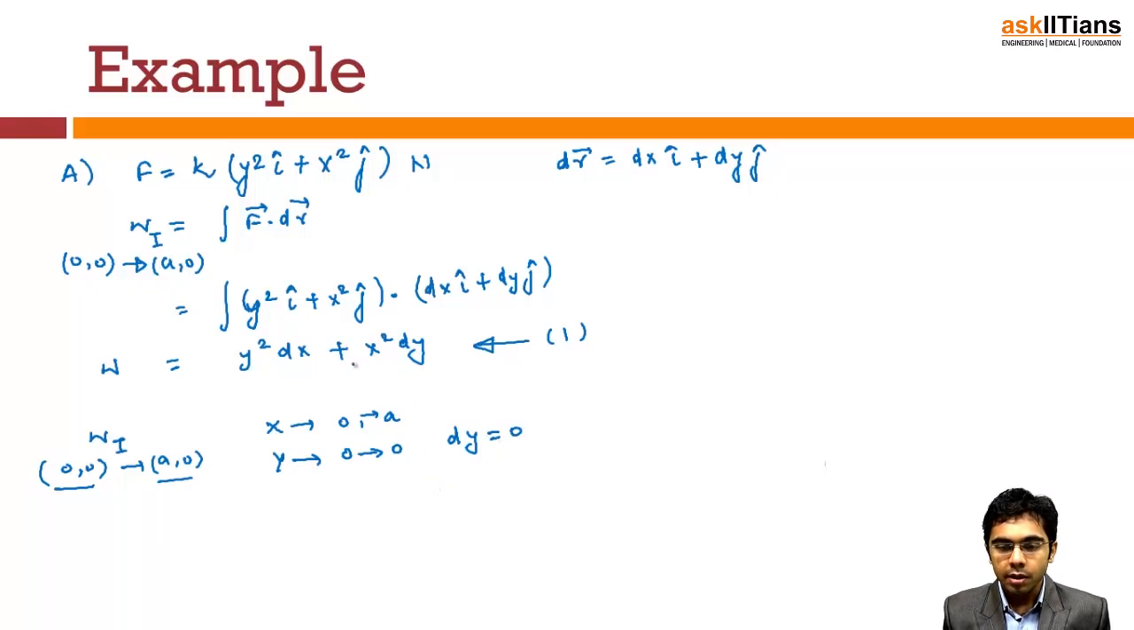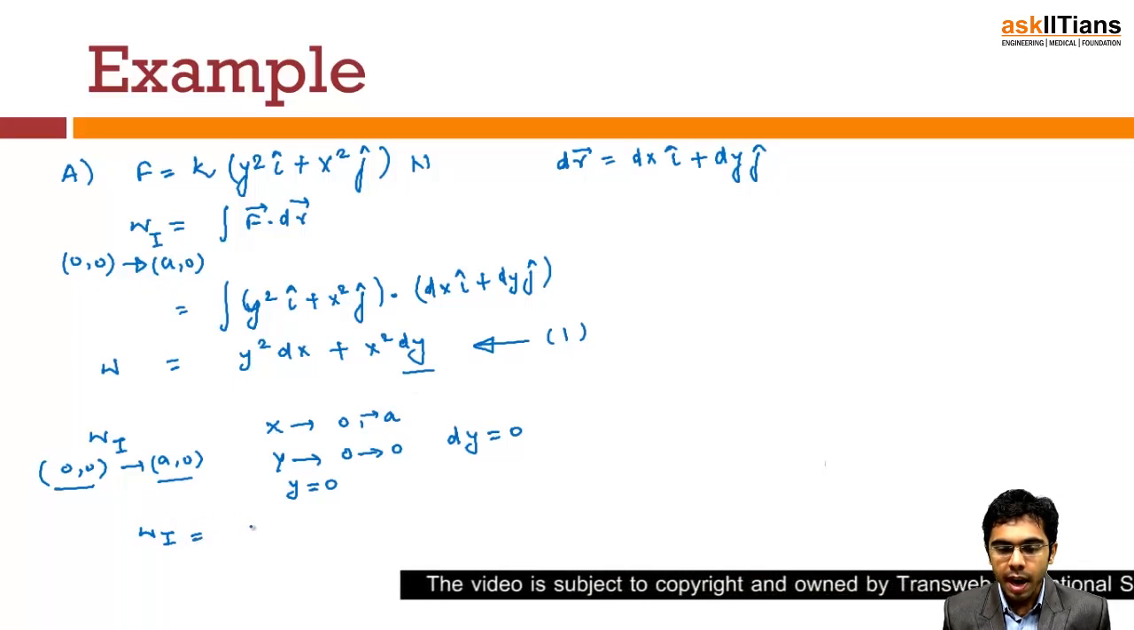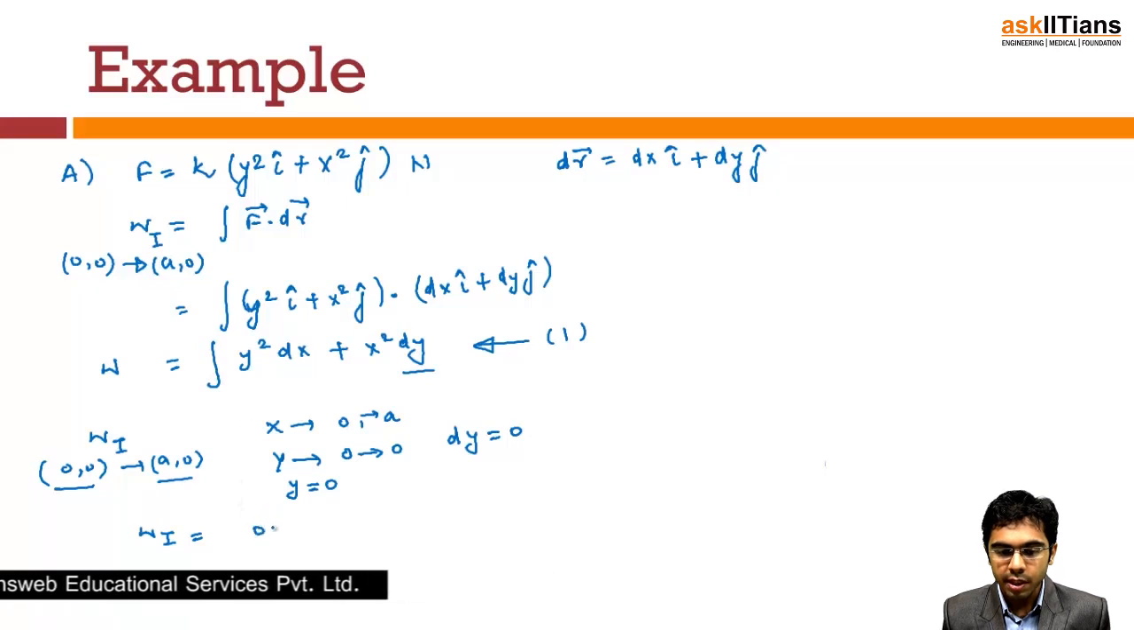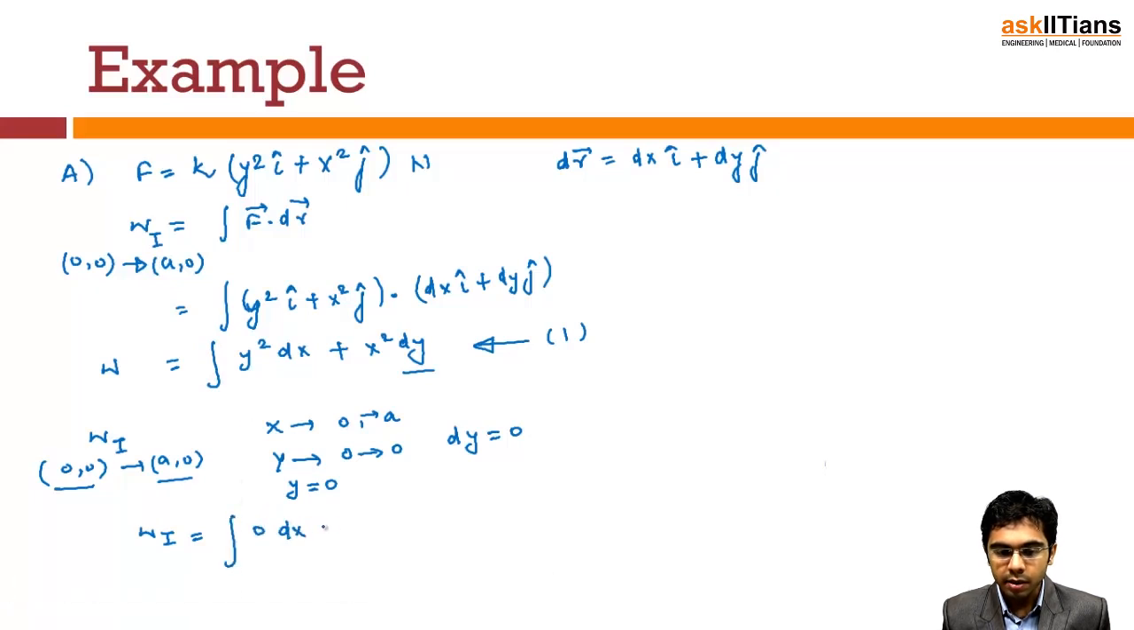So therefore, we can write this as, since dy is 0 and y is also 0, the work done by 1 will be equal to y has the value 0, so it will be 0 dx plus 0 into x square. So this is what we are going to get as 0. So work done going from A to B comes out to be 0.